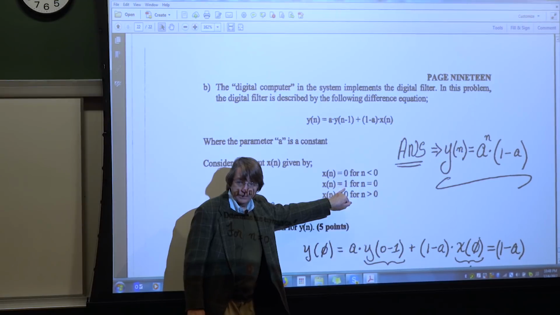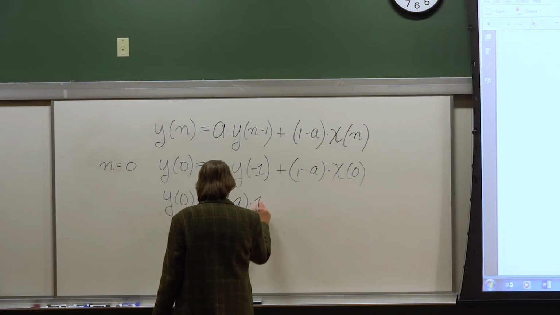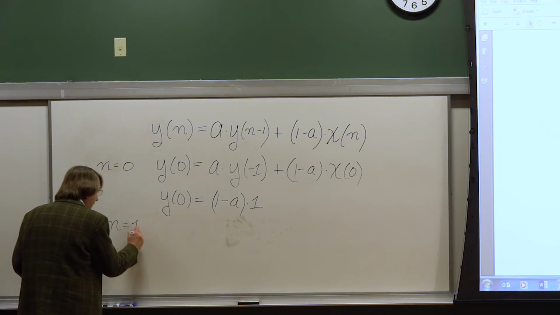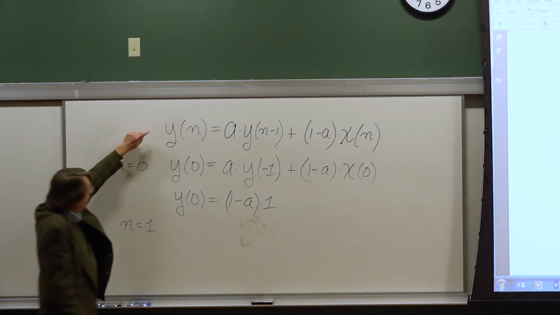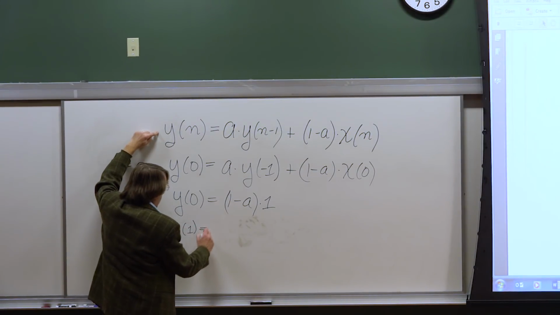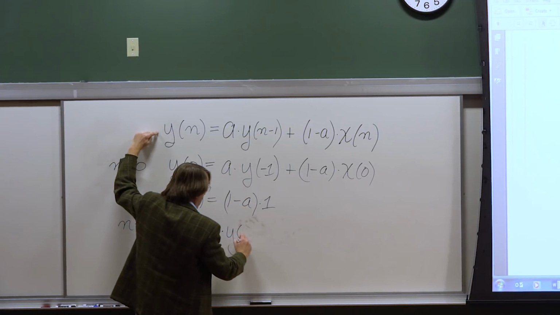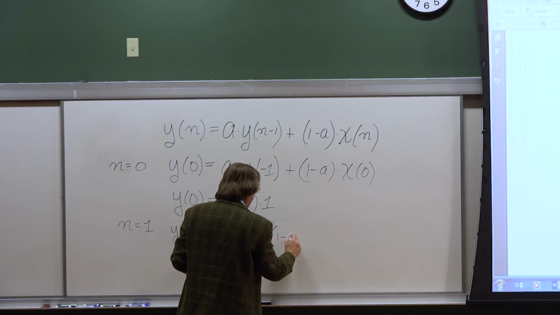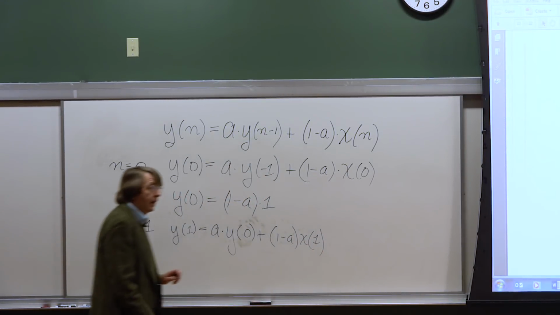So I just say, okay, it's times 1. Now, my colleagues, solve it for n equal 1. So go back here. y of 1 equals a times y of 1 minus 1, that's 0, plus 1 minus a times x of 1.